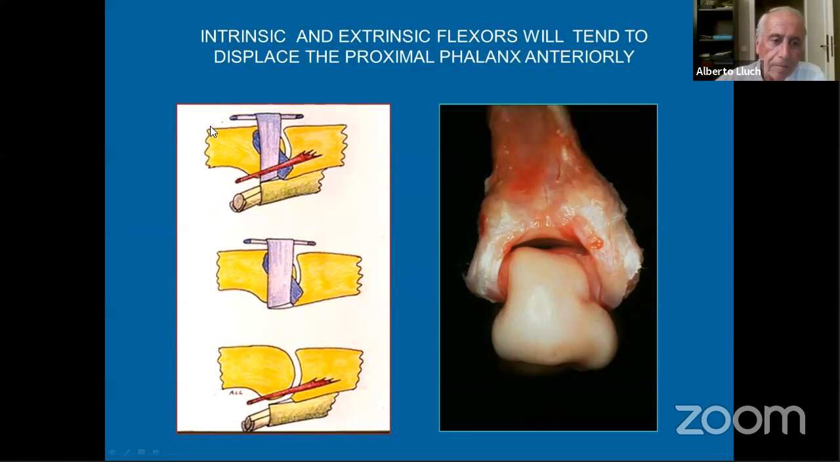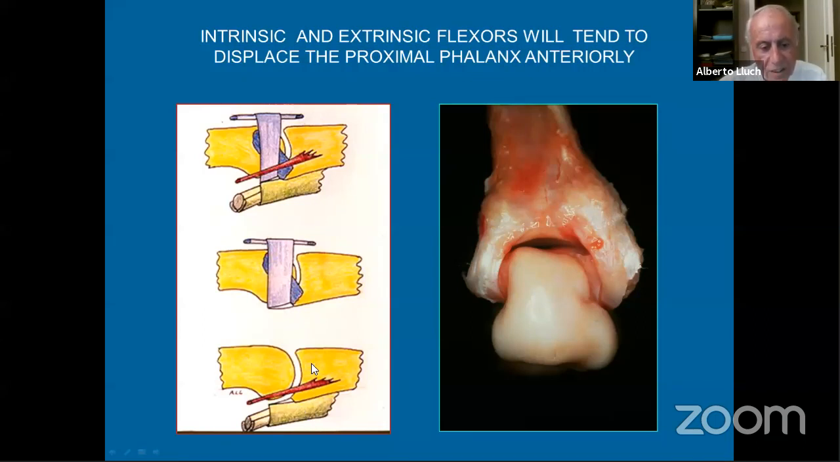This is an MP joint schematically. Extensor tendon, proximal phalanx, metacarpal, interossei, intrinsic muscles, and extrinsic flexors. What are the structures? The most powerful structures are the flexors. We have the intrinsics and the extrinsics, sublimis and profundus. Profundus is this one, sublimis here is dividing in two, and then will become, here is anterior, and then will become dorsal posterior.